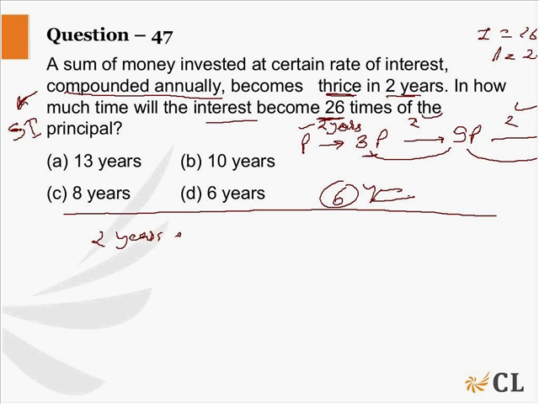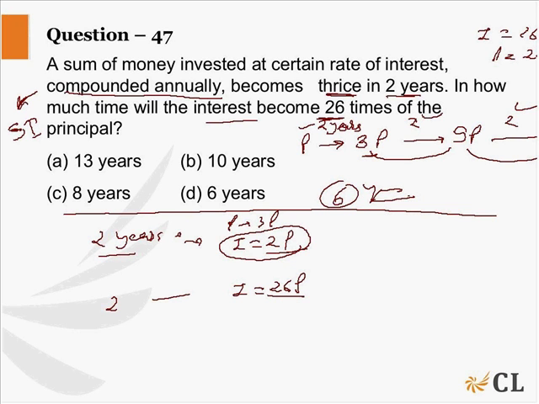So in the first case, in 2 years, if P becomes 3P, that means interest is nothing but 2P. And you need to find the time when interest should be 26P. 2 years में 2P होता है, तो 26P होने के लिए 26 years लगेंगे. This will be the answer in case of SI. क्वेश्चन अगर SI से पूछता तो ये आंसर होता. Clear with this?